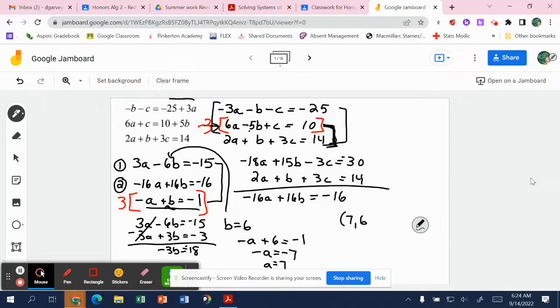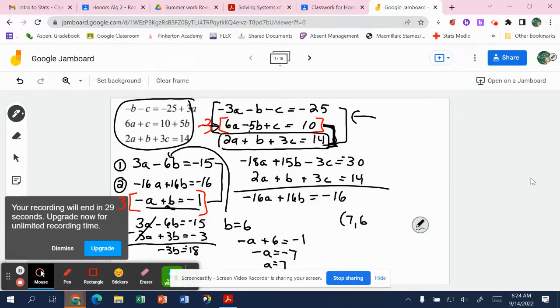Now I can just go back to any one of my earlier equations and plug in the fact that I know a and b in order to get c. So I'm going to pick this equation here. So here I'm going to have 2 times a, which will be 14, plus b, which is 6, plus 3c equals 14. And so I have 20 plus 3c equals 14. If I subtract 20 from both sides, I'll have 3c equals negative 6, c equals negative 2. And so now I have my answer.